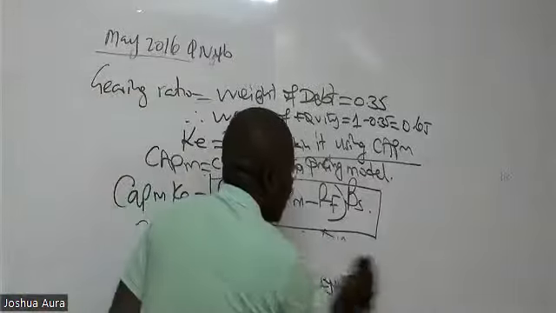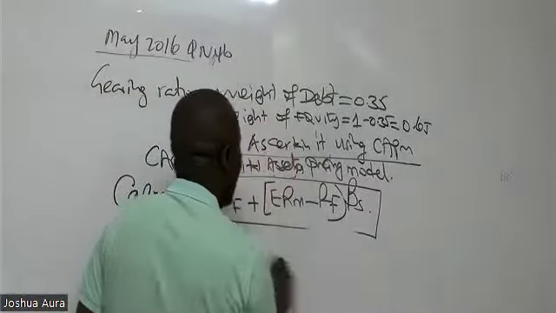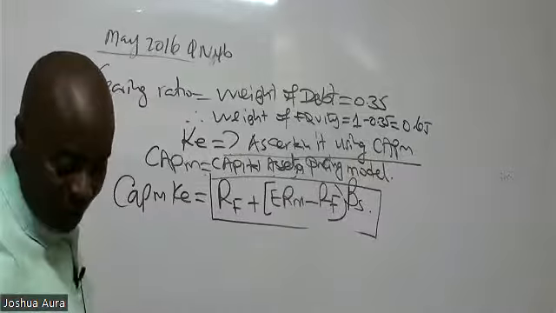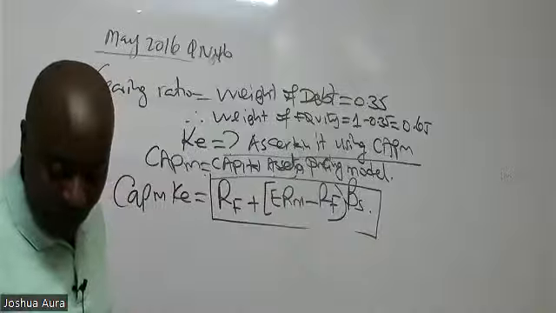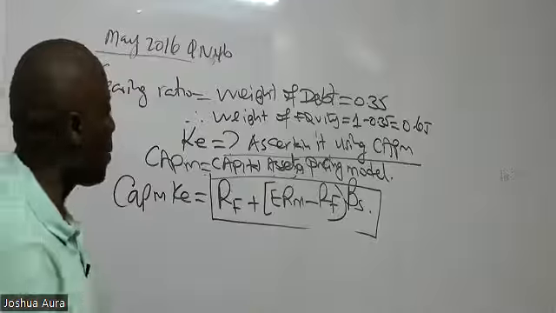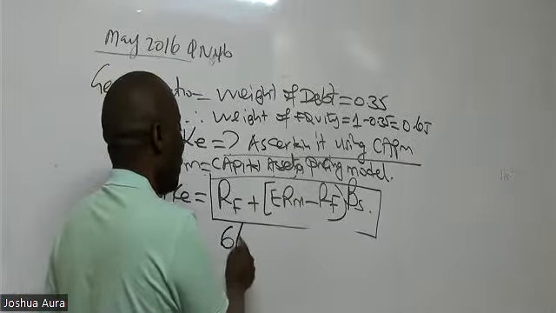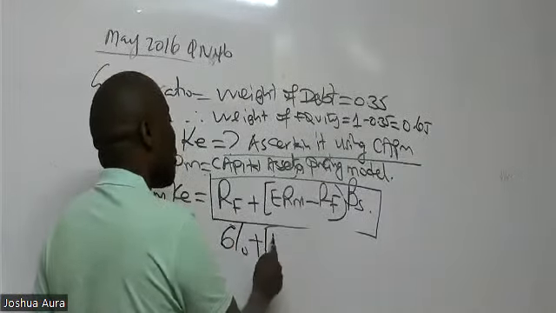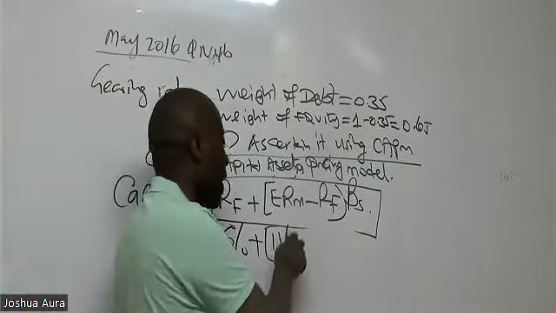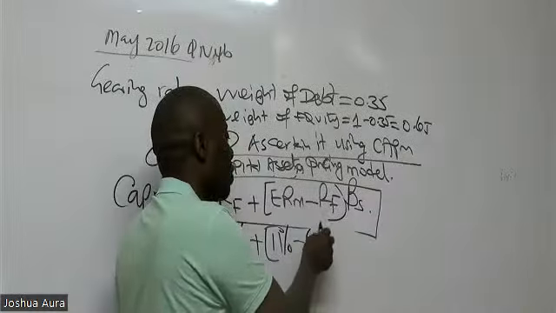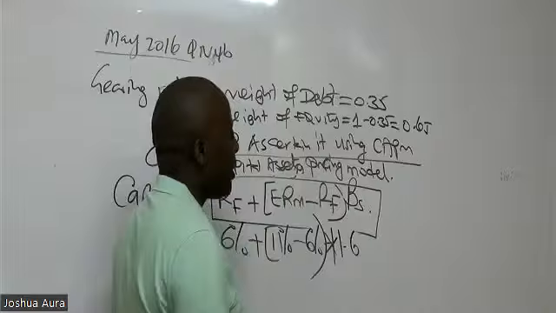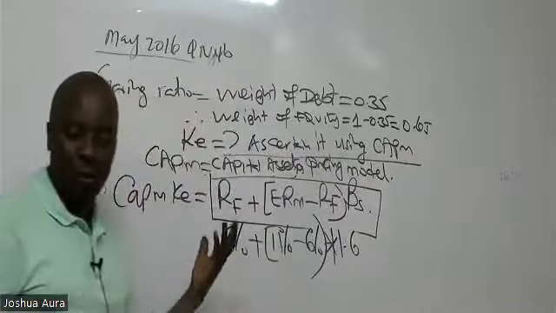So the most important thing here is that they have already given us the risk-free rate of return in the last sentence. The risk-free rate of return is 6%. So 6% plus, they have also given me the market return. They have told me that the market return is 11%, minus this 6%, multiplied by beta, which was 1.6. So here you have to be very careful with BODMAS.